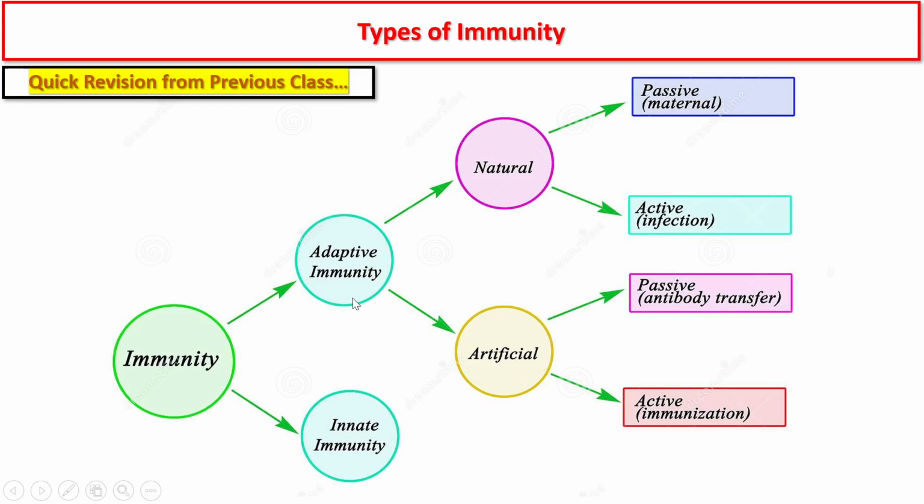From when we are exposed to an infection, we are acquiring some immunity. That is the adaptive immunity. And innate immunity is present from birth. So this adaptive immunity is further divided into natural and artificial immunity.